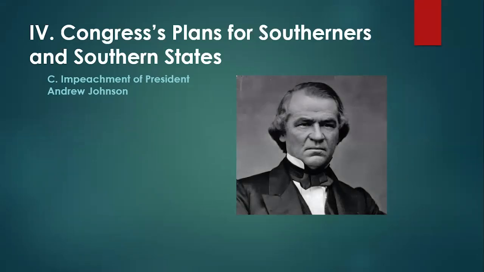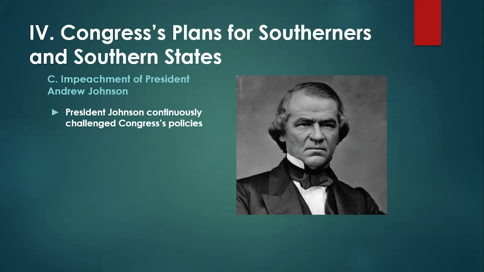So pretty frequently, as Congress was trying to pass laws, they would be vetoed by President Johnson, meaning he would try to stop them from passing. Now, in most cases, Congress had enough support that they were able to override his vetoes and get their laws passed anyway, but that was just slowing down the process.